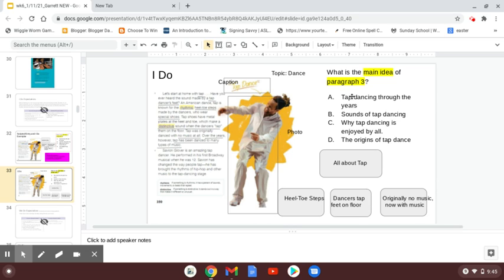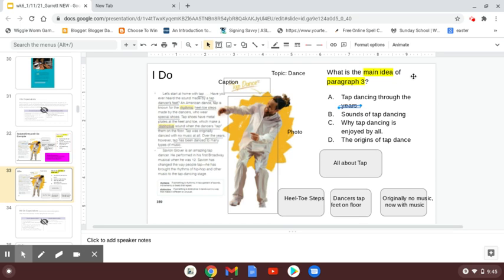So I'm going to mark through the word years, because we're not only talking about the years. Right?